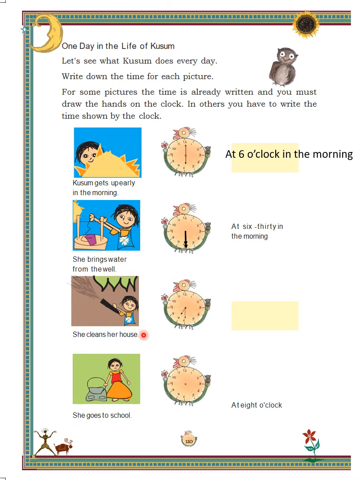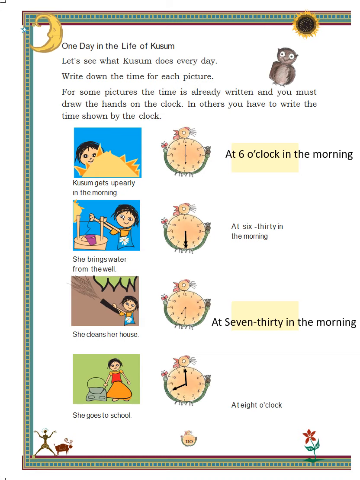She cleans her house when the hour hand is at 7 and the minute hand is at 6. So, what time is it? Yes, it is 7:30 in the morning. Kusum goes to school at 8 o'clock. So, draw the hour hand at 8 and the minute hand at 12, which denotes 8 o'clock.